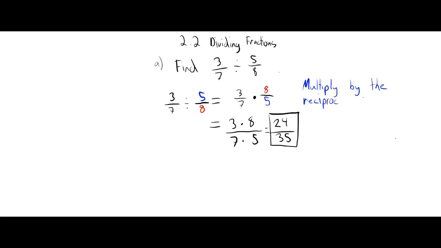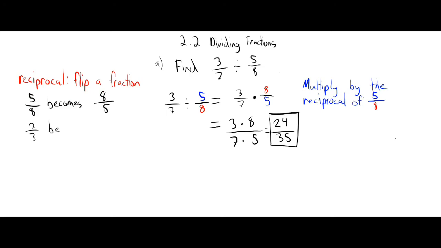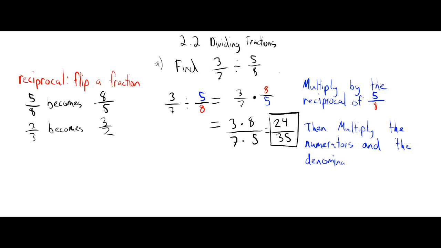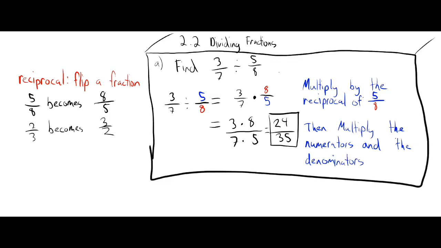So multiply by the reciprocal is the trick that we have to remember. So 5/8 turns into 8/5. A reciprocal is just flipping a fraction. So the numerator becomes the denominator and the denominator becomes the numerator. First, we would turn it into an improper fraction. And then all you do is multiply. Just like before, numerator times the numerator, denominator times the denominator, or the language I like to use is just multiply straight across. And that's how we divide fractions.